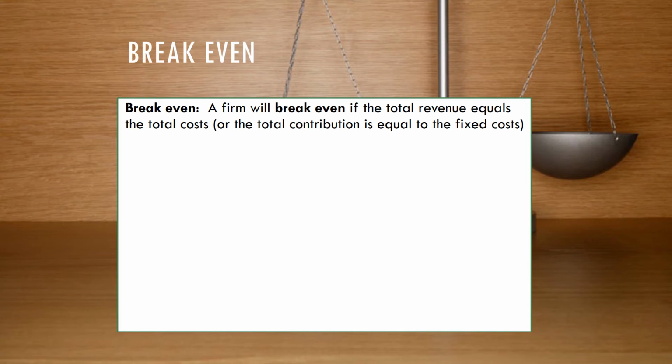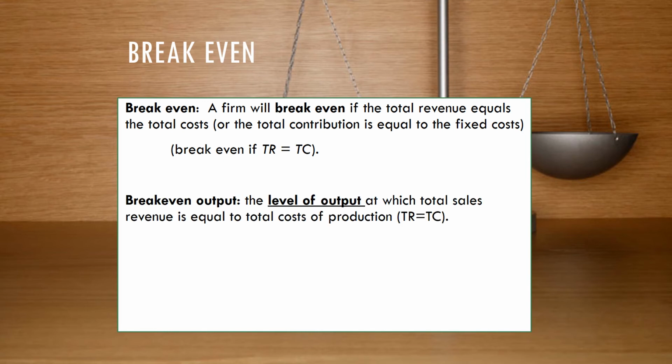It's also the same as saying the total contribution is equal to the fixed costs. So break even is where total revenue equals total costs. What we're very interested in in business is working out the break even output, the level of output, or how many units the business has to sell, at which point revenue is equal to costs. So for my pen business, for example, how many pens do we need to sell so that we reach break even?